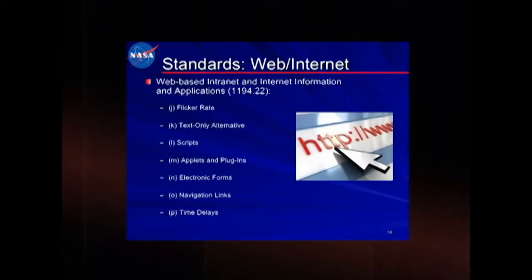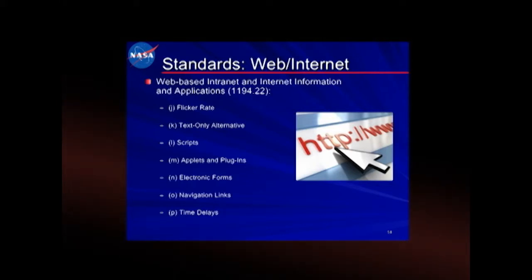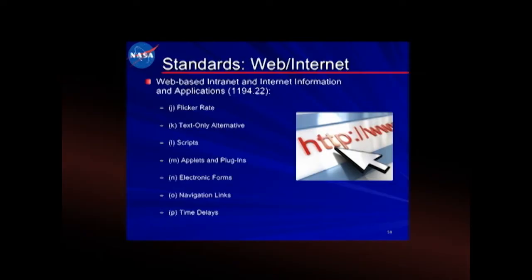Applets and plugins. You may have a PDF document on your website. You just have to make sure, since it requires a PDF reader or some other reader, something outside of just the browser, to view the page, you just have to have a link to the applet or plugin. Electronic forms, they just need to be labeled to facilitate navigation and completion.